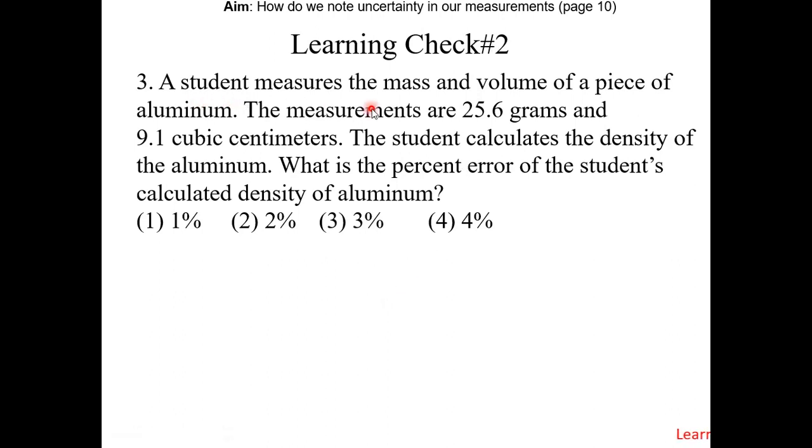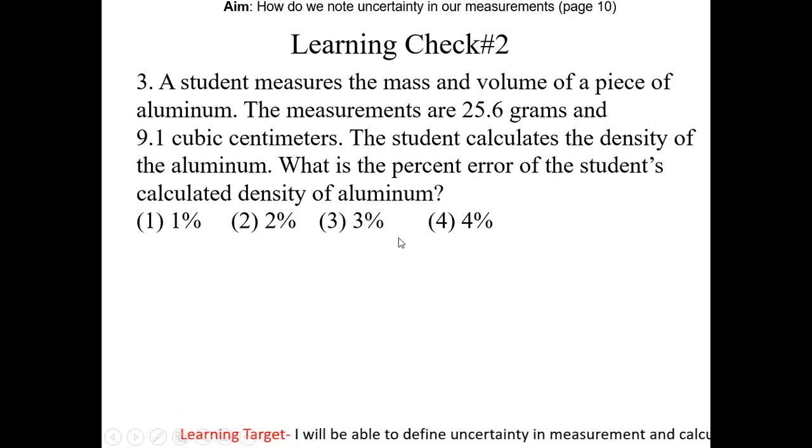Learning check number 2. A student measured the mass and volume of a piece of aluminum. The measurements are 25.6 grams and 9.1 cubic centimeters. The student calculated the density of the aluminum. What is the percent error of the student's calculated density of aluminum? Pause the video and resume once you're done. Notice in this question, they do not tell you the actual density of aluminum. Now, where can we find that information? On Table S. Okay, so notice they don't tell you to look at Table S. You have to know to look there yourself.